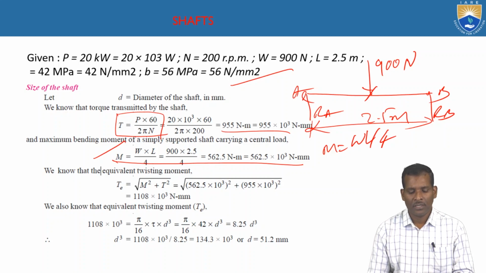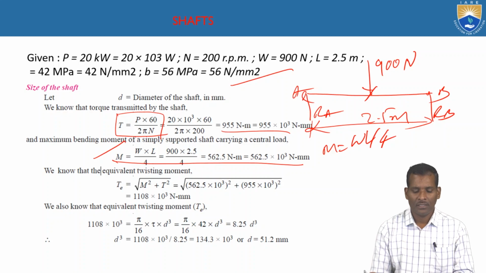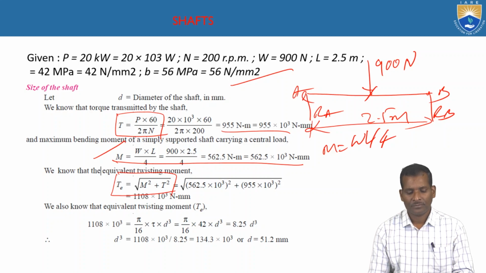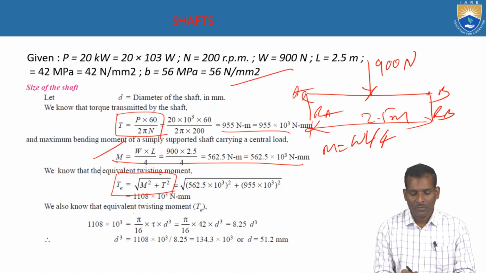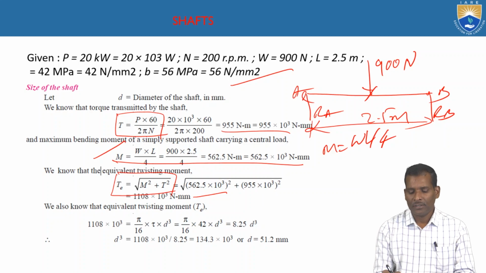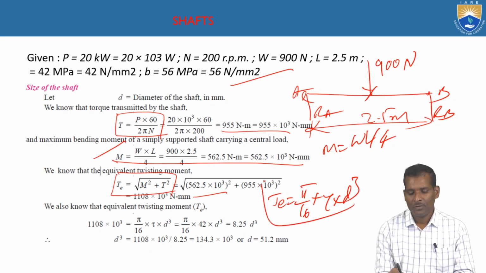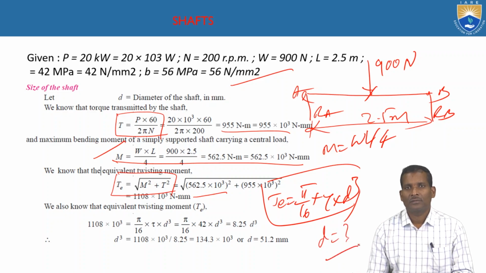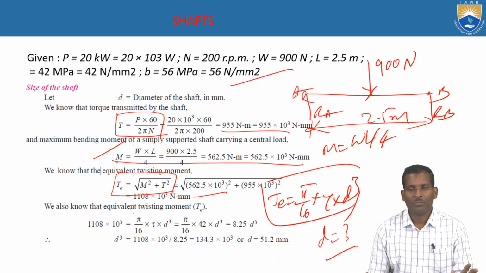So now the equivalent twisting moment Te is equal to square root of M square plus T square. So how much value did we get here? 1108 into 10 to the power of 3. So equivalent twisting moment, you already know, is pi by 16 into shear stress into d cube. So substitute here calculated values and find d value. So this is a normal procedure.